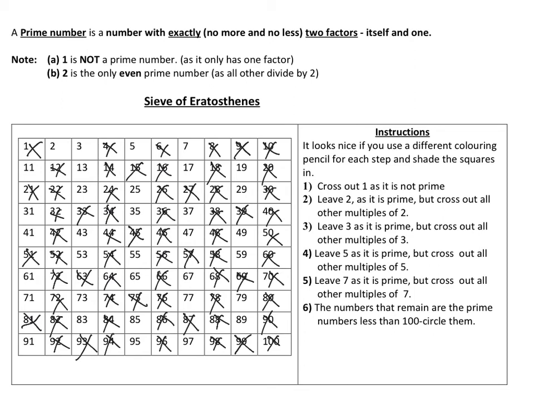Then go to 5 and do all the multiples of 5. So 10 has been done for us already, so it's 15 and 20. So we've got 25, 30, 35, 40, 45, 50, 55, 60 has been done, 65, 70 has been done, 75, 80, 85 has been done, 95 and 100.